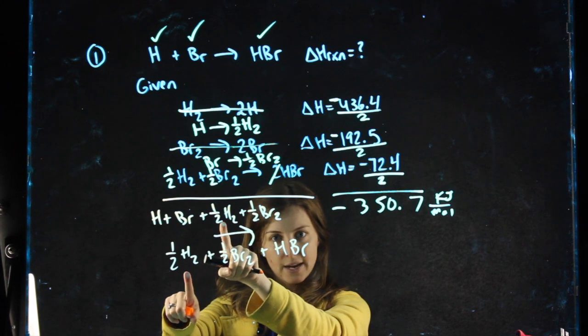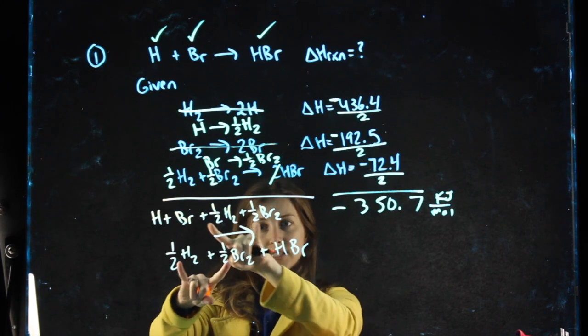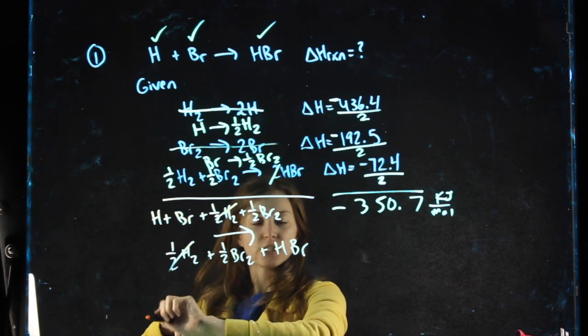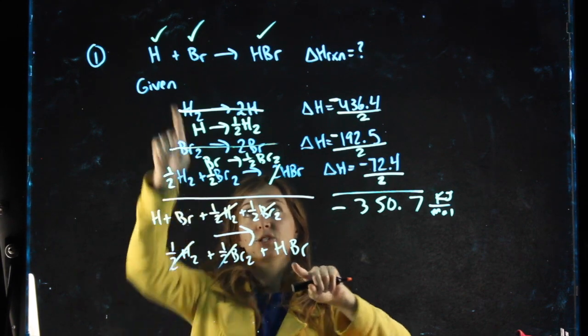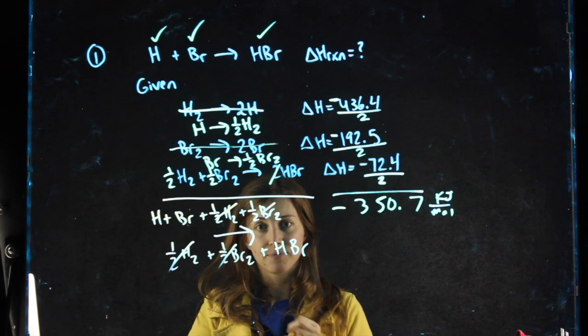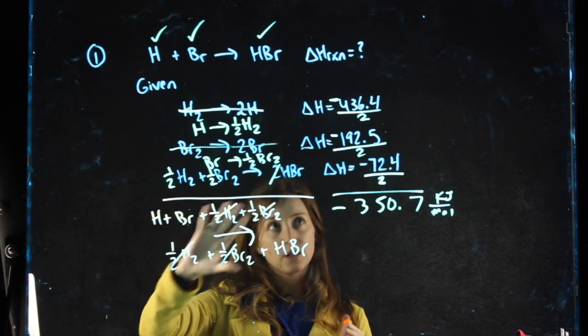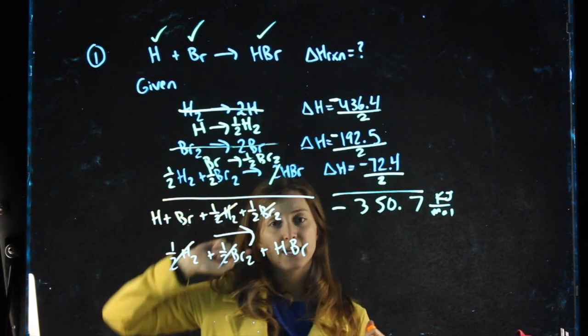Things on both sides of the arrow, such as the H2s and the Br2s, since I have the same number, cancel. What I'm left with, H plus Br makes HBr, is exactly what I wanted. Again, this step is optional as long as you've used all of the given reactions.